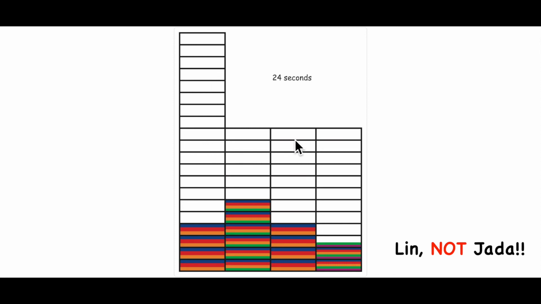And Jada has drank 8 ounces. So she has 4 more ounces to drink. They both have 4 more ounces to drink. But Diego's going to drink his 4 ounces twice as fast.